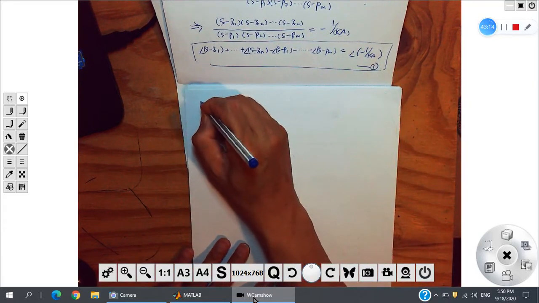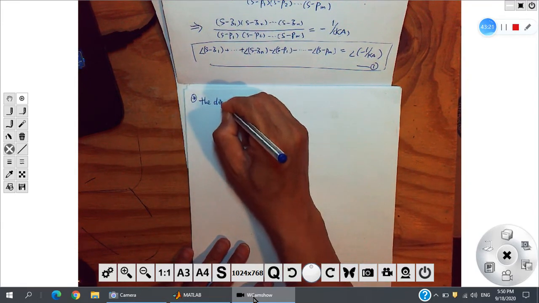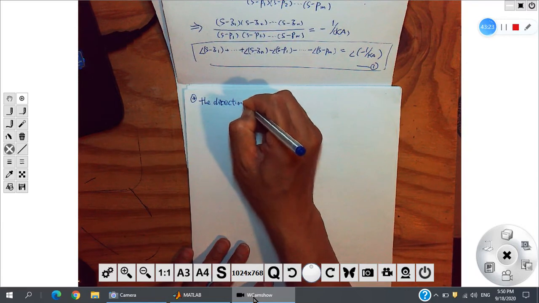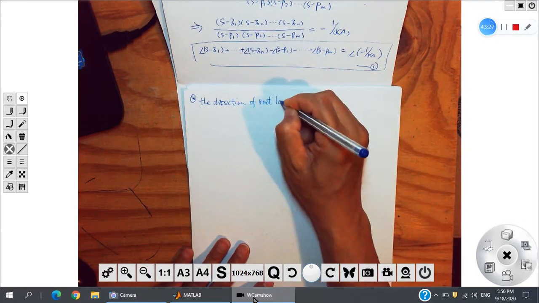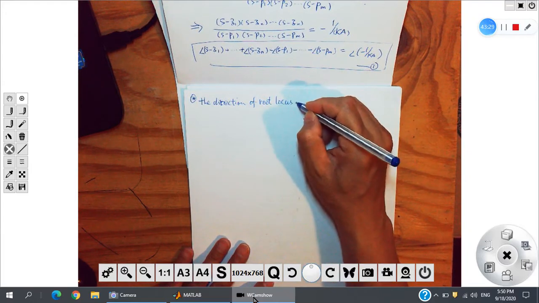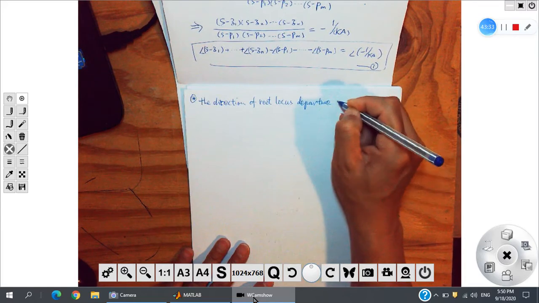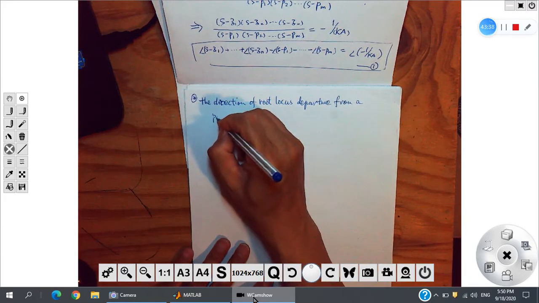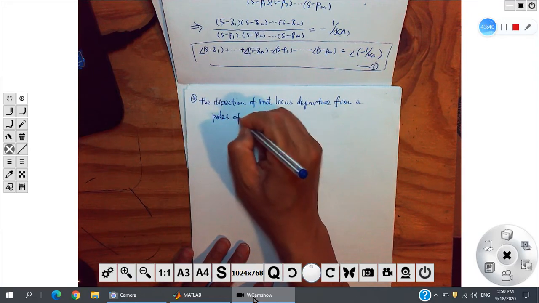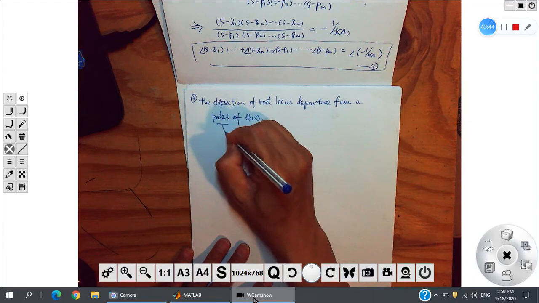Okay. The direction of locus departure from the pole of G of S. Suppose this pole is P.